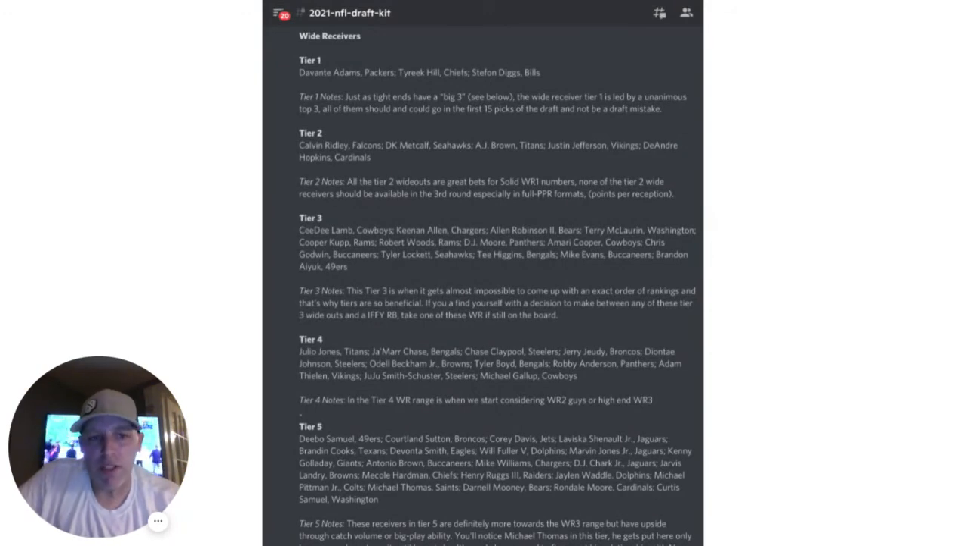And because the wideout position is so deep, I basically try to just grab 1 wide receiver in the top 15 or 20, and then I'll wait till around round 5 to look for some high upside guys, or maybe even some would call sleepers.